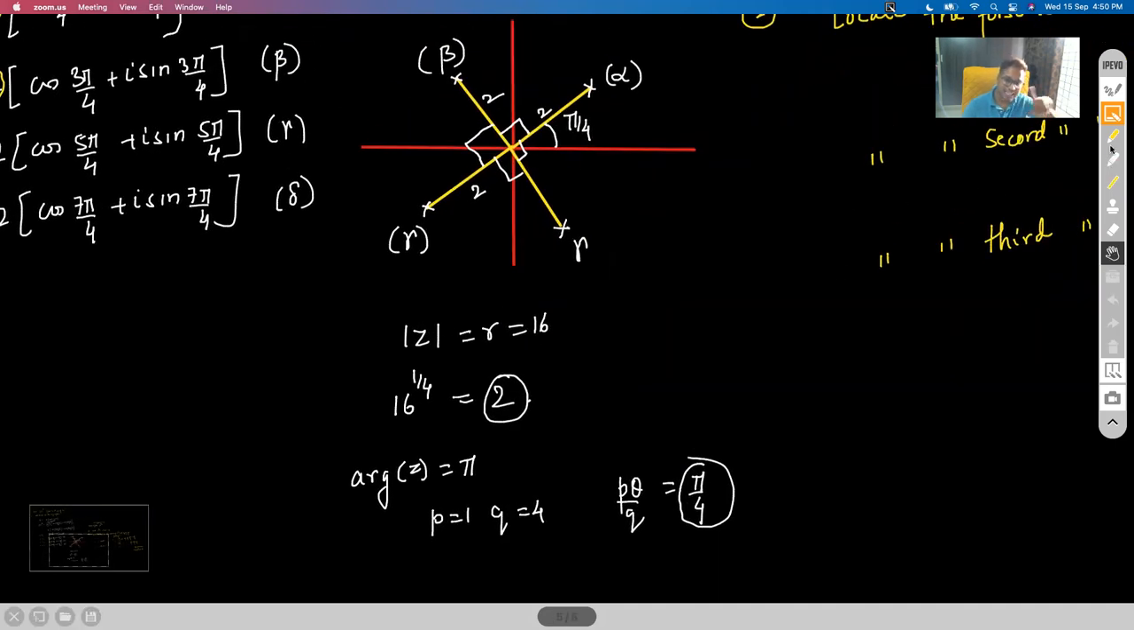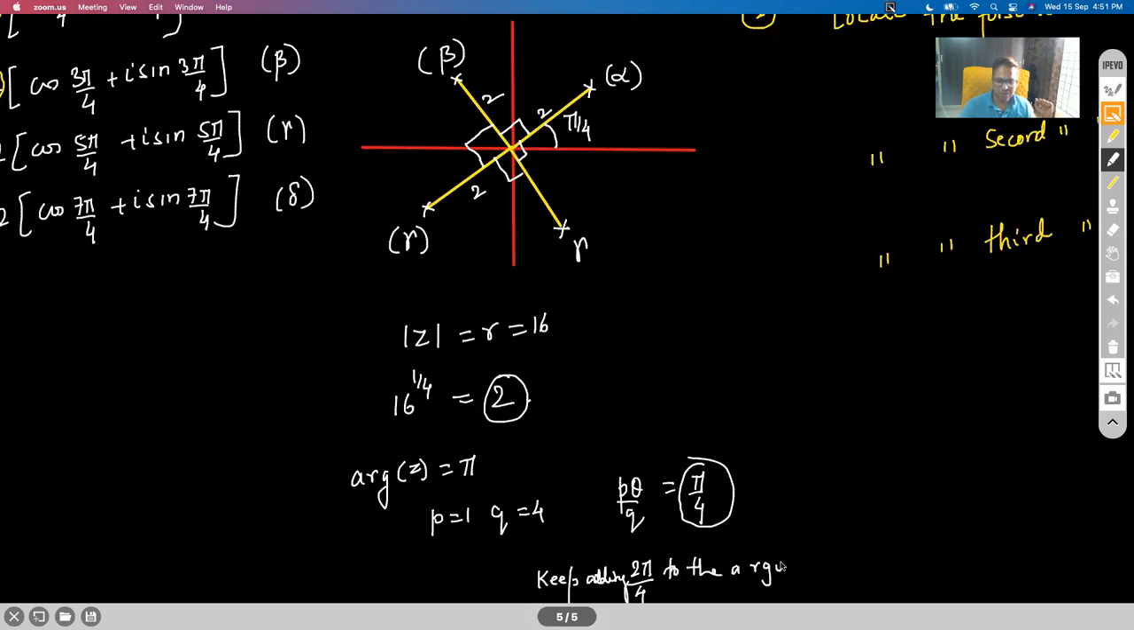After that, I kept on locating the other complex numbers by just adding 2 pi by 4, that is pi by 2. Keep adding this to the argument of the previous root. And you'll keep finding out alpha, you'll get beta by adding pi by 2. So see, this is pi by 2. Again, add a pi by 2, you get gamma. Again, add a pi by 2, you'll get delta. This is delta. My bad, I wrote a gamma here. My mistake. This is delta. Again, if you add a pi by 2, you'll come back to alpha only. So there's no point doing it.